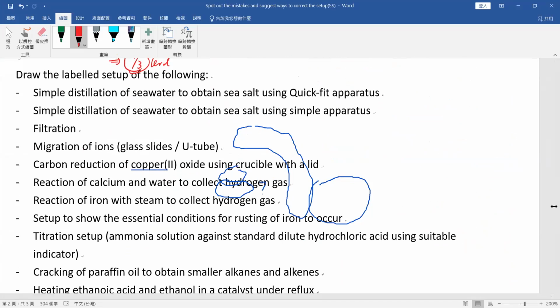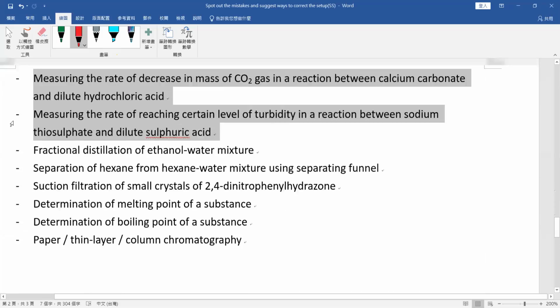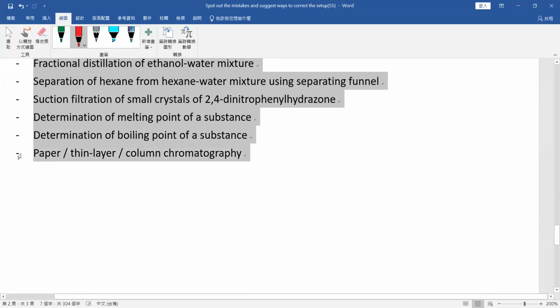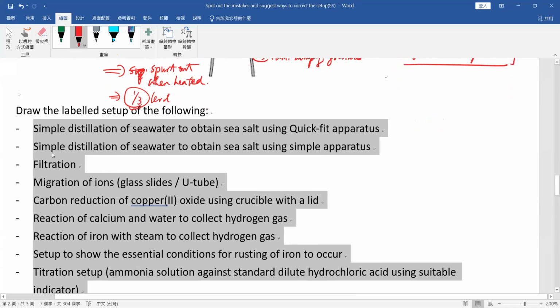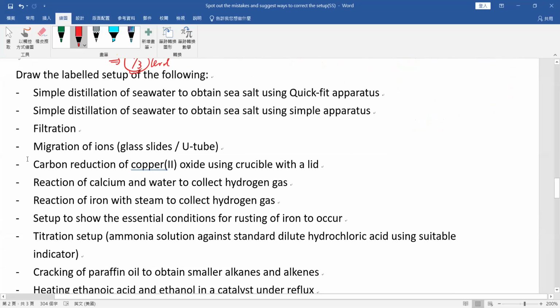Somebody is still struggling hard. I will not give you the answer, but you yourself have to do so. You are going to draw the labelled setup of the following. Try to take a look. Altogether, I list 22 different cases. Simple distillation of seawater to obtain sea salt using quick fit apparatus. Using simple apparatus, filtration. Migration of ions using a glass U-tube.